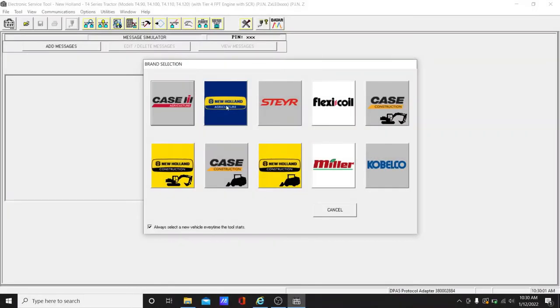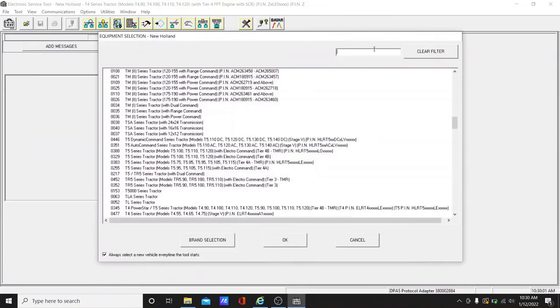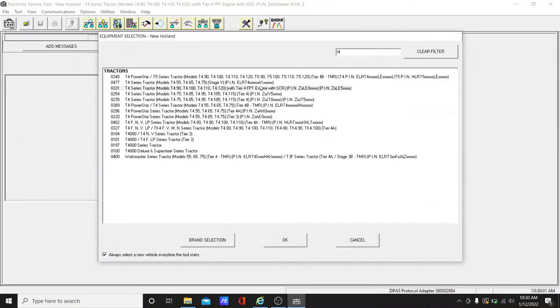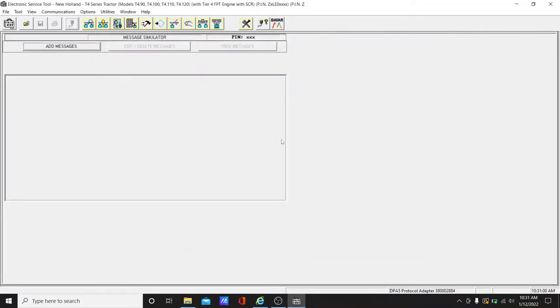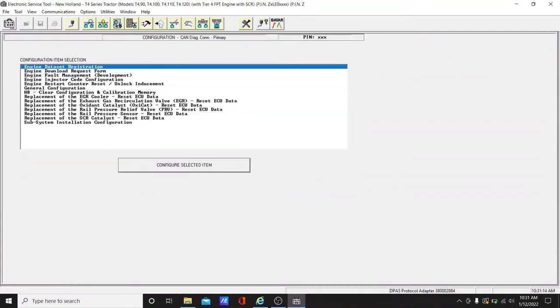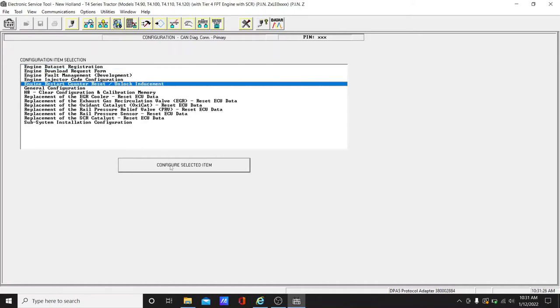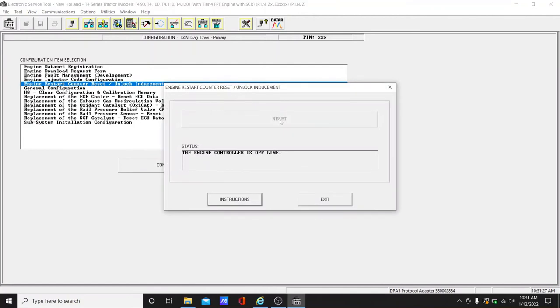First, we're going to go to New Holland. Then we're going to select the T4. And then we're going to go under configuration. Now, unfortunately, I don't have a T4 to be connected to today, but the first thing we're going to do is go under unlock inducement. And then configure selected items, and this is where you would click reset.